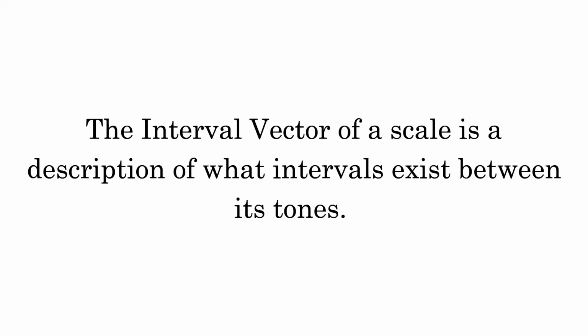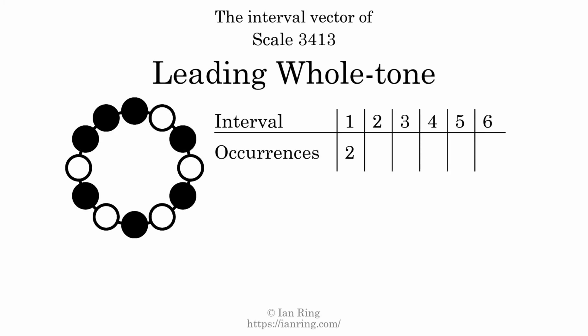The interval vector of a scale is a description of what intervals exist between its tones. There are 2 intervals with the size of 1 semitone. They are here and here. There are 6 intervals with the size of 2 semitones. They are here, here, here, here, here, and here. There are 2 intervals with the size of 3 semitones. They are here and here.